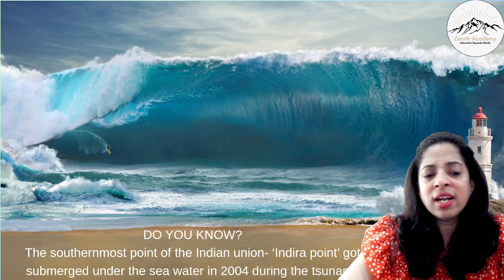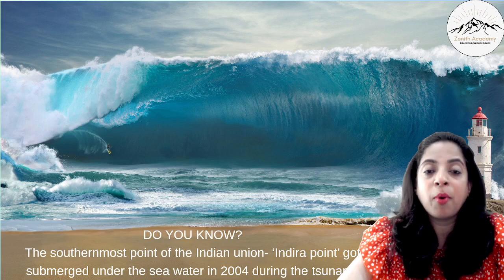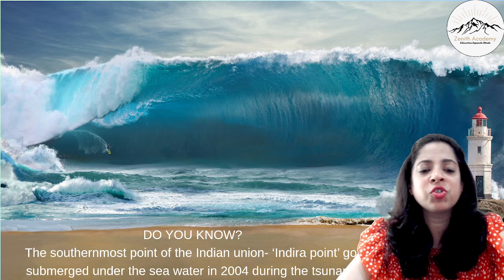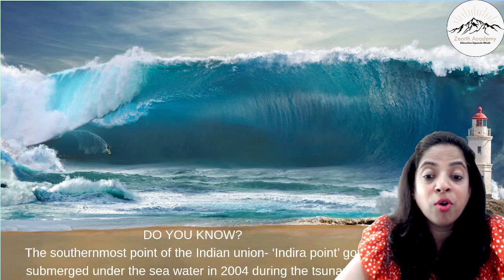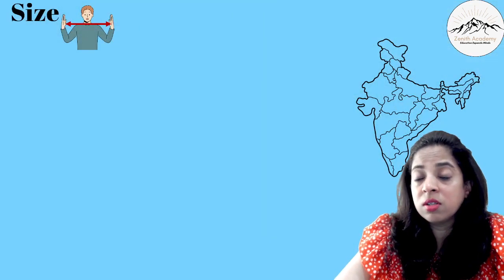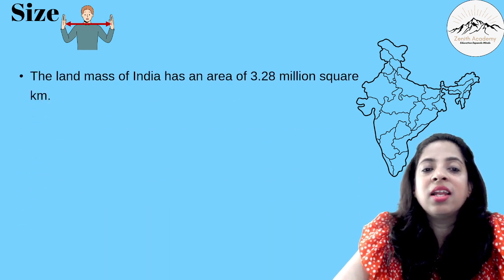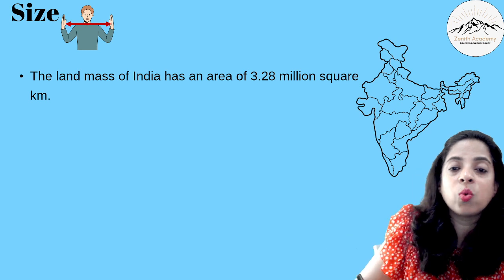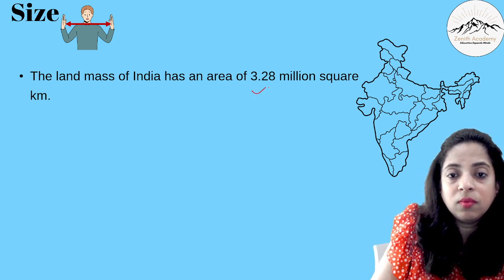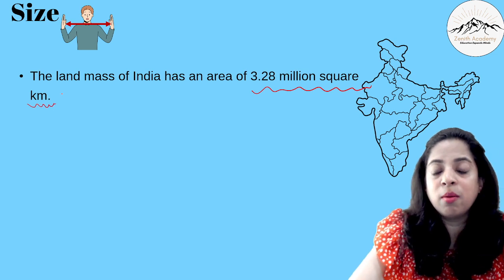Now, do you know that the southernmost point of the Indian Union, that is Indira Point, got submerged in the sea water in 2004 during the tsunami? So the southernmost part was submerged. Now when you talk about the size, the land mass of India has an area of 3.28 million square kilometer. Write this as many times as possible to learn these numbers.